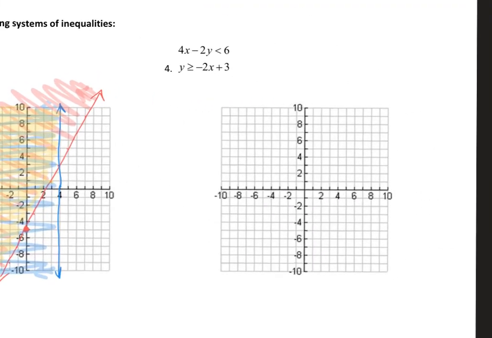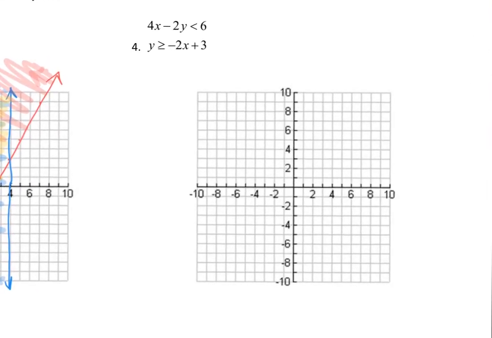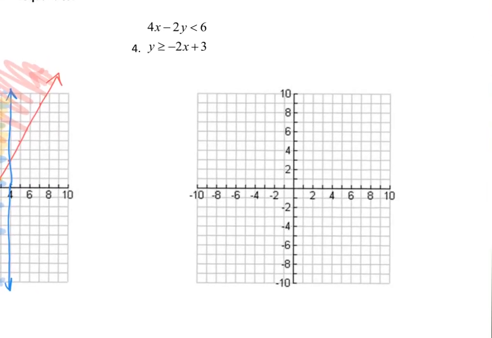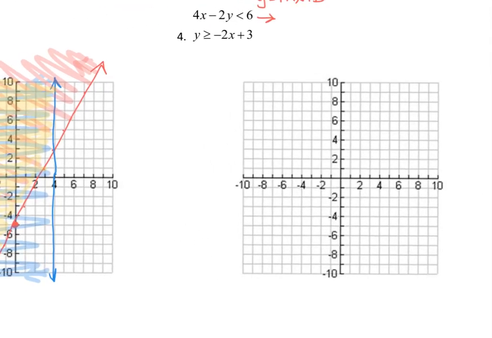All right, next one. Now, with the first equation, you are going to have to change this a little bit because it is not in the form of y equals mx plus b. So we have to change this. Okay, I'm going to subtract 4x. So I'm actually doing it in the middle. 4x minus 2y is less than 6. Okay, so I am going to subtract 4x first. So negative 2y is less than negative 4x plus 6.